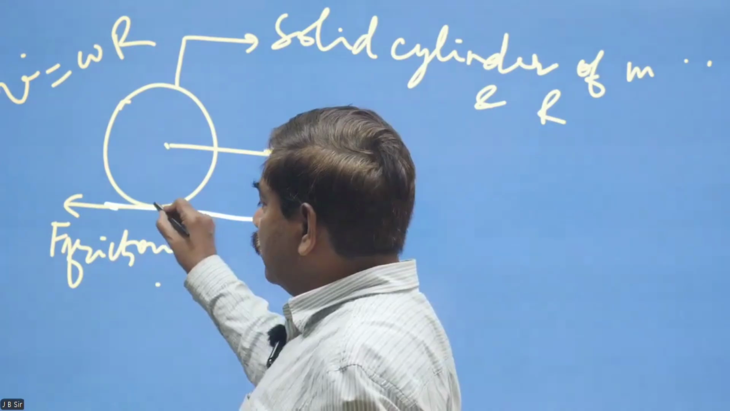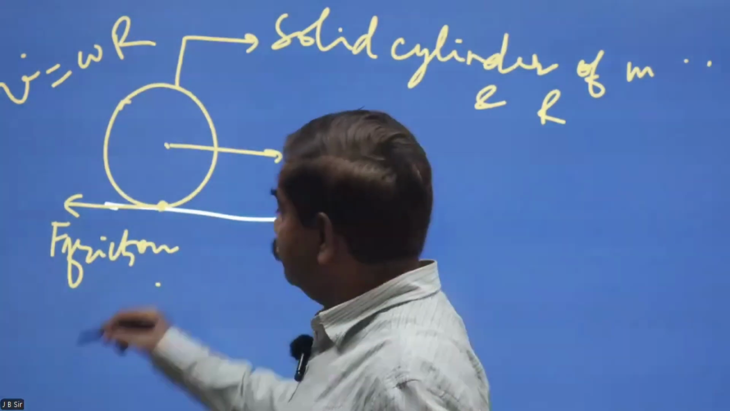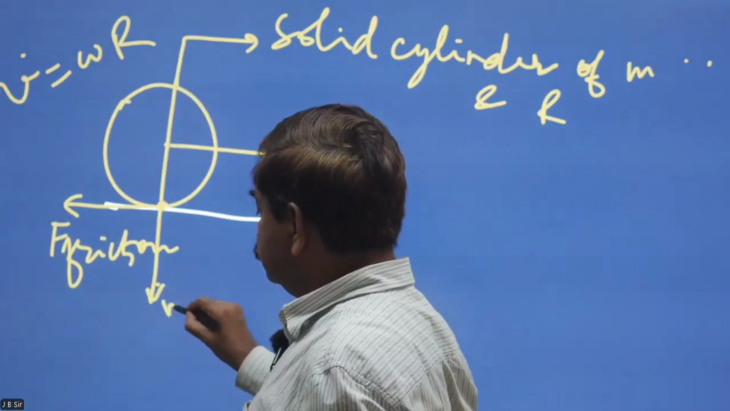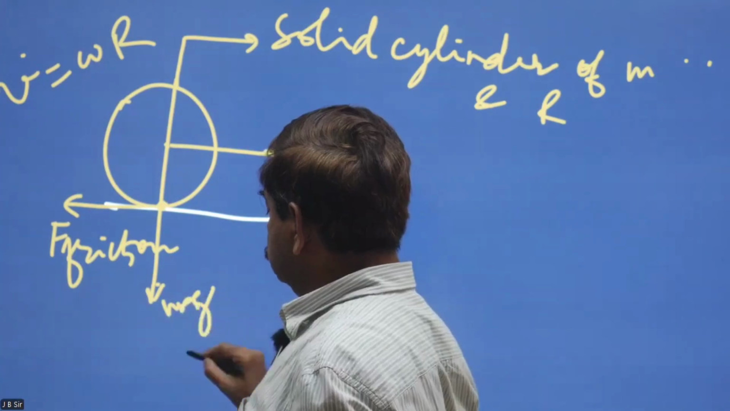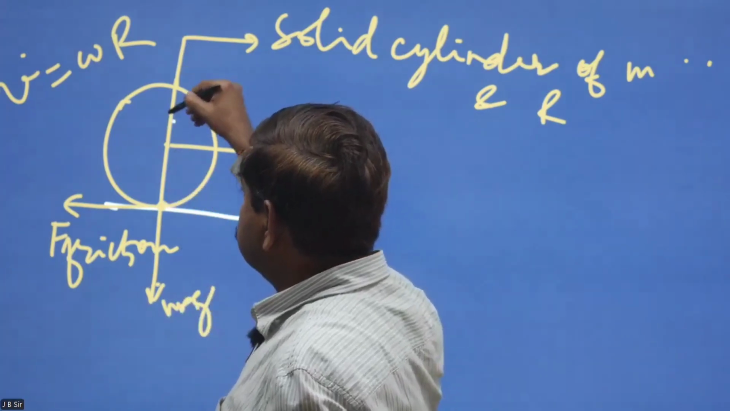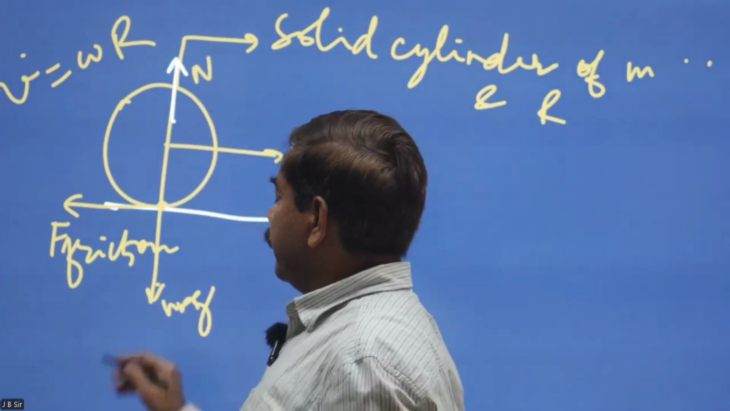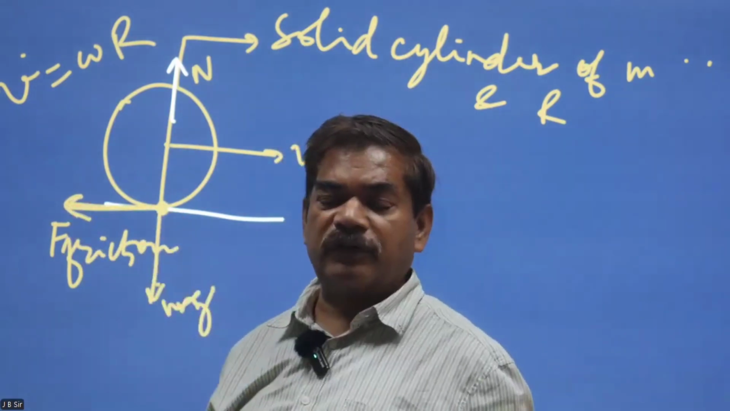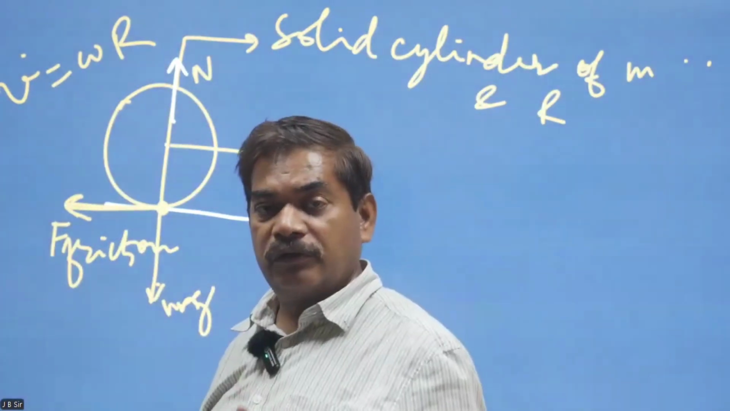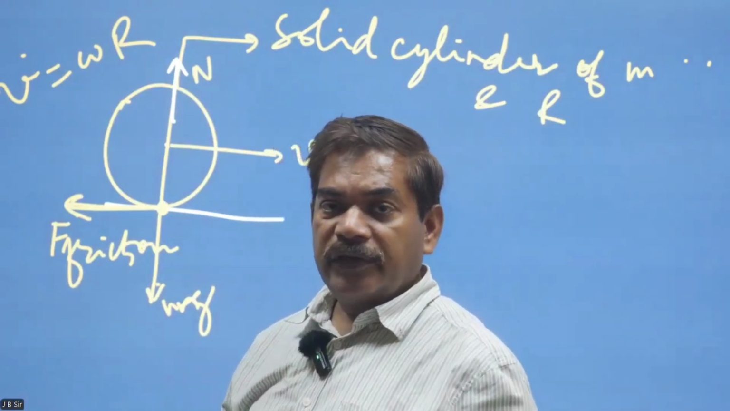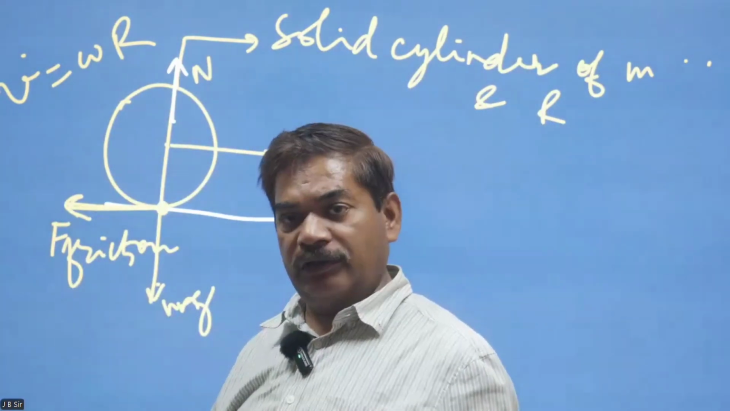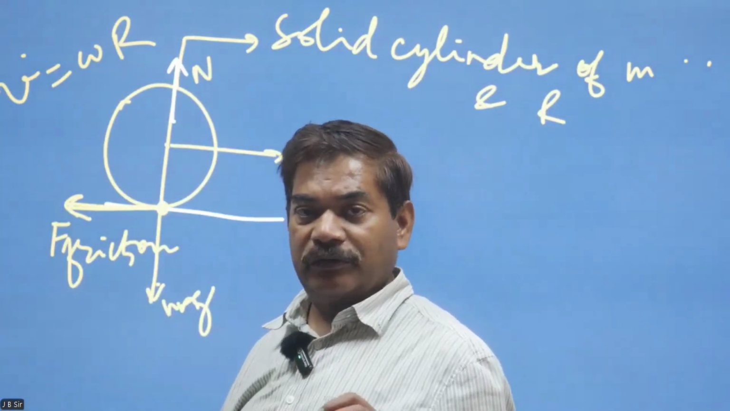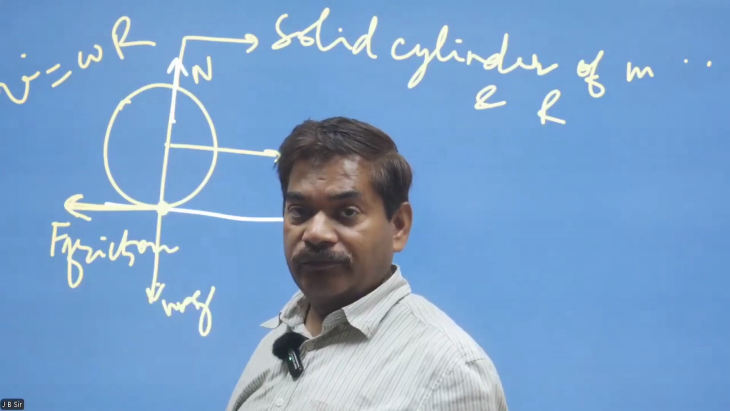You see, all the forces are passing through this point: mg, the normal reaction, and the force of friction. So the torque of all the forces about the lowest point is what? Zero. Hence, angular momentum will be conserved about this point. This is the law. Now the calculation of this physical quantity.